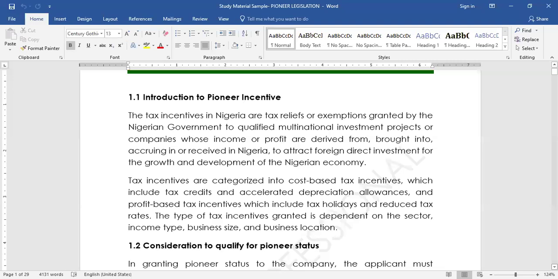What that means is that a pioneer period is only for 3 years and can be extended for an additional 2 years, making it 5 years, based on satisfactory performance of the initial 3 years. If a company is given pioneer status, that company will not pay tax on profit, company income tax and education tax, for the next 3 years. After the 3 years, the company can apply for an extension of an additional 2 years. But that extension is not automatically granted. It's based on your satisfactory performance of the initial 3 years.